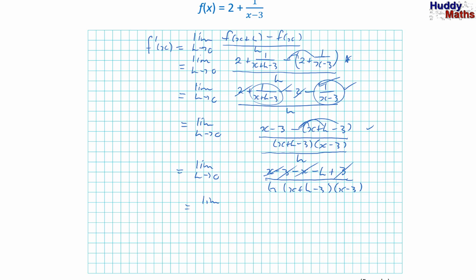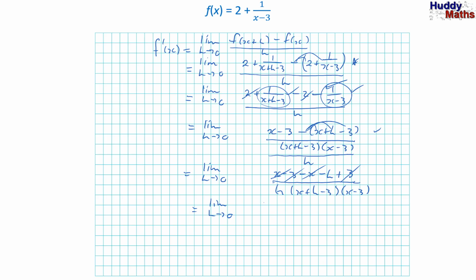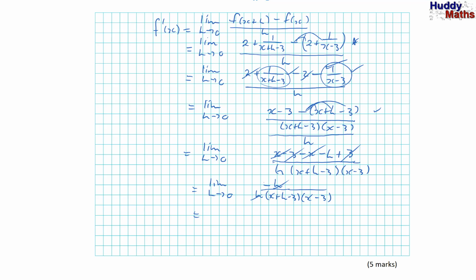So I've got the limit as h tends to 0 of, here we've got neg h over h, x plus h take 3, check it by x take 3. You've got to be careful here. So if you cancel, we've got our next almost final line now, limit as h tends to 0 of neg 1 over all of this. You don't need this many steps, you can leave part of that out.